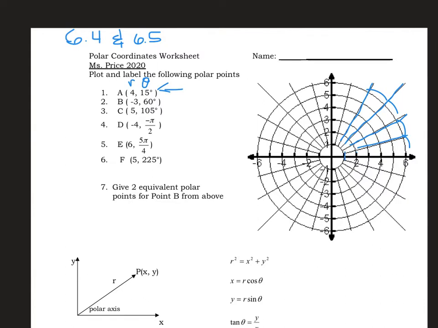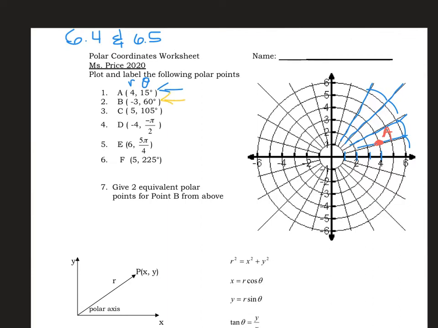So we go out to 1, 2, 3, 4. Here's the fourth circle, and we're going to plot it. I'll plot it in red. We're going to plot our point right there, and we're going to label it. That's A. You're going to have some of these on the quiz, so make sure that you know how to do it. All right, let's go to the next one, B.